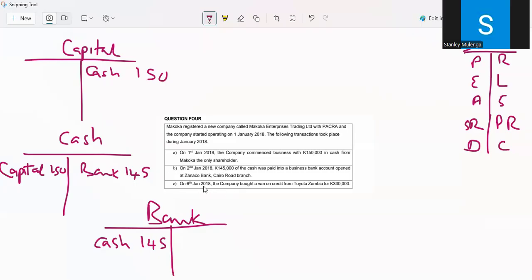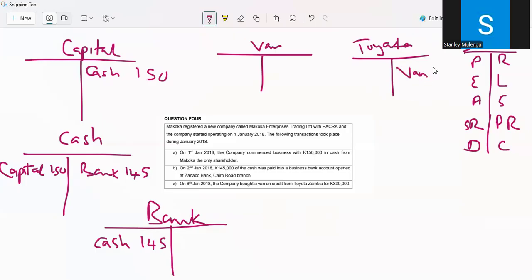Then January 6th, company bought motor vehicle on credit from Toyota for 330. So we have two accounts there. You need to identify the elements. We have a van that we are receiving, okay, and we have a creditor, which is Toyota Zambia. All creditors have a what? Credit balance. So Toyota definitely goes here. We say van, how much? 330. Then here we can say what? Toyota. So the title becomes the transaction inside here, 330.